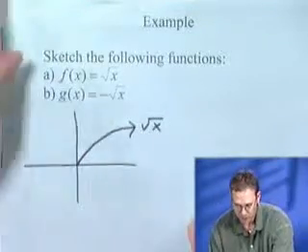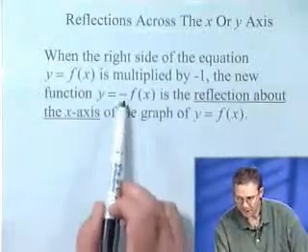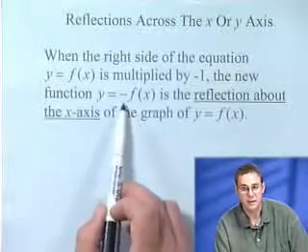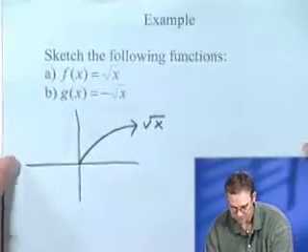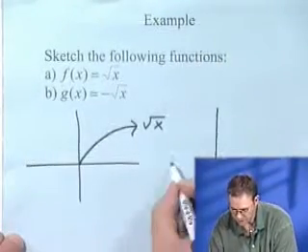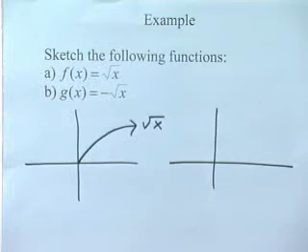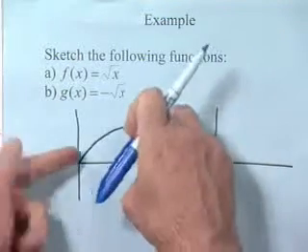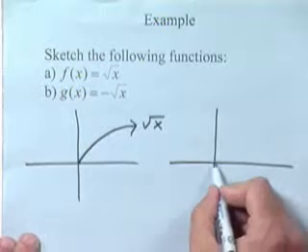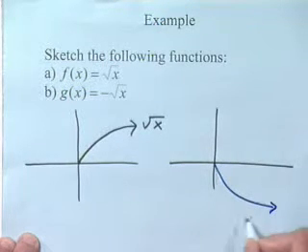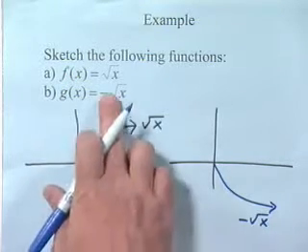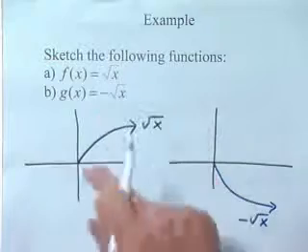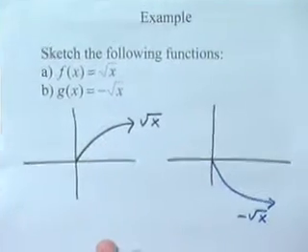Now, according to my rule, if I multiply square root of x by a negative number, it's going to flip the function across the x-axis. So, what does negative square root of x look like? Well, it's going to be this function, except we're going to flip it over the x-axis. And that's all there is to it. So a negative number out in front, we're just going to reflect the function right over the x-axis. Not too difficult.